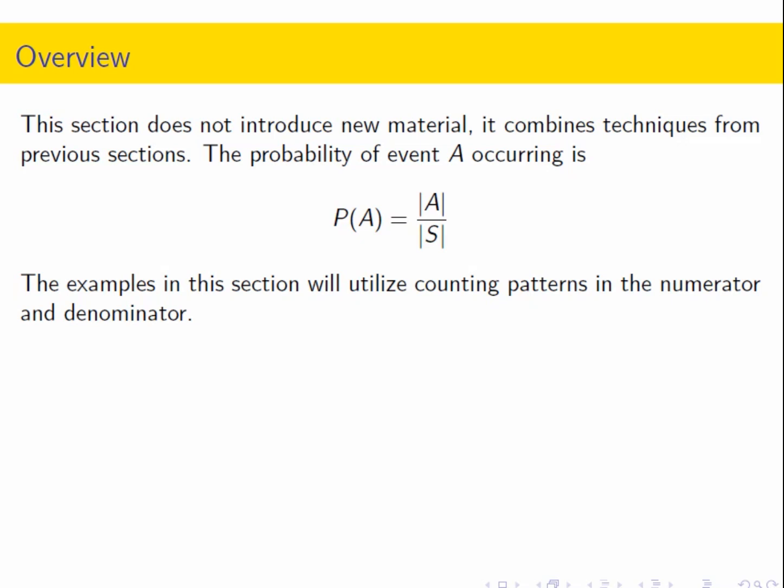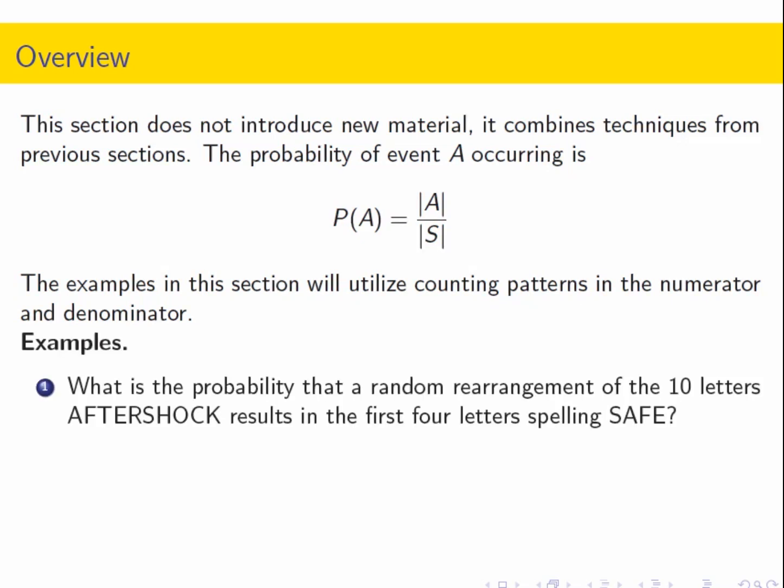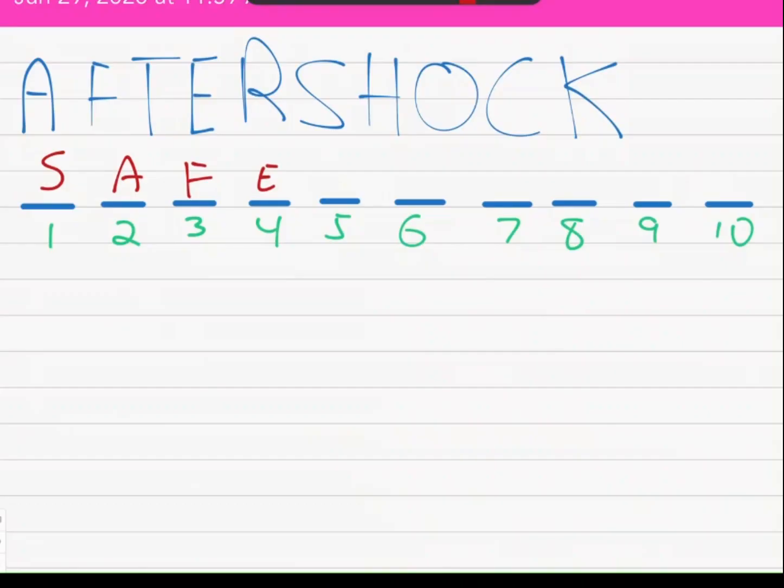And we're going to see if we can solve probability questions where we do a counting problem in both the numerator and the denominator. So for example, what is the probability that a random arrangement of the 10 letters aftershock results in the first 4 letters that we draw out spelling the word safe? Here's the situation. We have the 10 letters aftershock, and they're going to be permuted, right? This is a permutation, and if we rearrange the letters into some permutation, we're going to have 10 slots, which you can see numbered there.